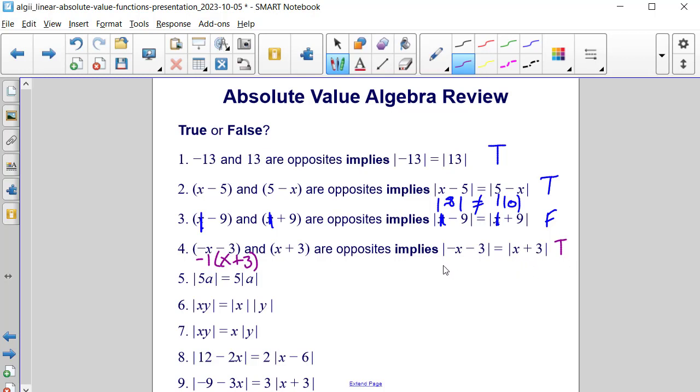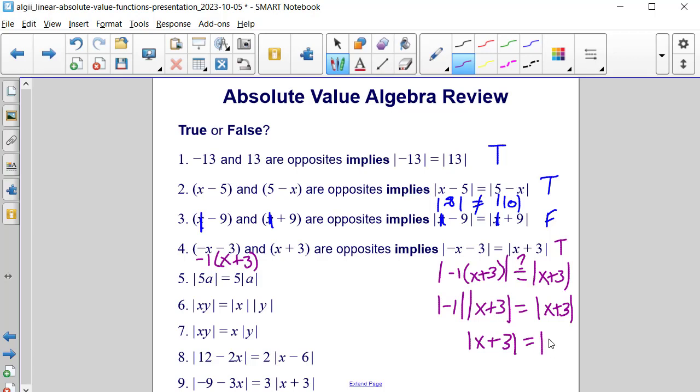and that is true. And if we actually substitute this negative 1 times x plus 3 inside of our absolute value, we can then take the absolute value of negative 1 and take the absolute value of x plus 3. And then when we take the absolute value of negative 1, it will just be 1. So we will have the absolute value of x plus 3 is equal to the absolute value of x plus 3. And that is a true statement. So that is why number 4 is true.